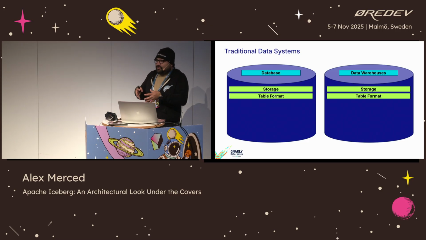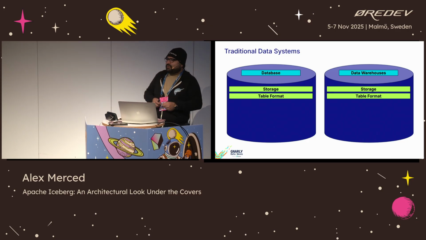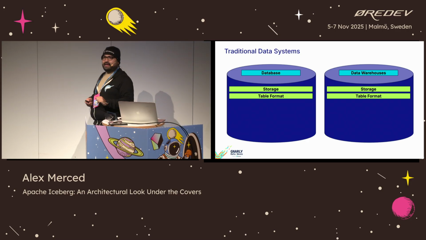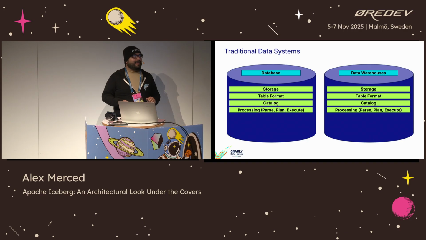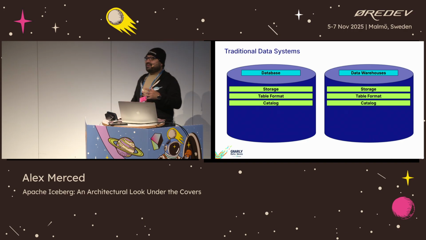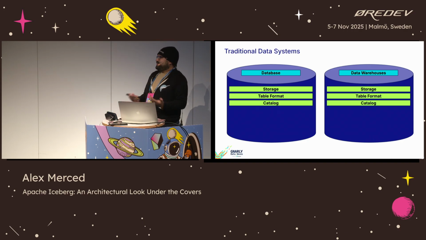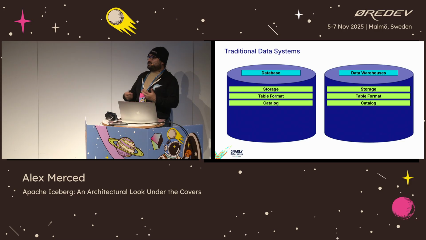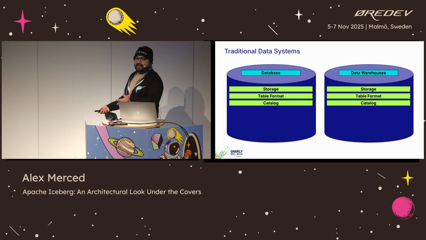Table format: how does it know the data that is stored? How does it know that this is the sales table, this is the orders table, this is the users table? I don't have to think about that. The system takes care of that for me. Catalog: how do I know which tables are available? How do I know that there's a sales, an orders, a users table? Well, built into the system is a catalog that tracks and governs those tables.